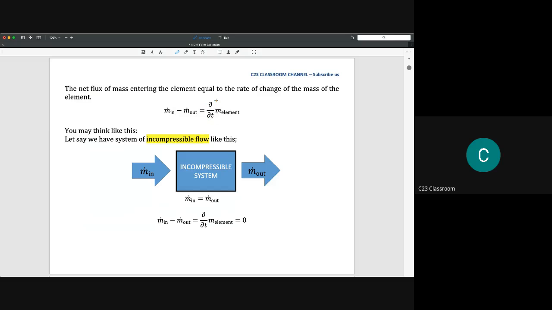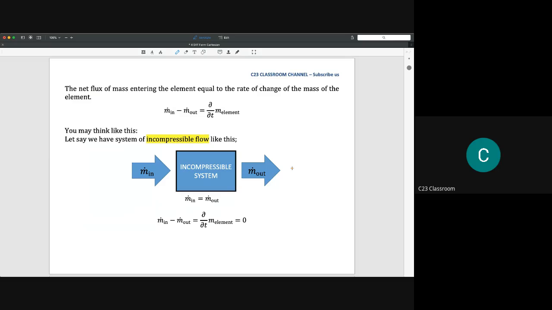So what does this element mean? For example, the basic idea is we could tone down the idea of dm over dt a little bit. Let's say we have something like this: a very closed compartment, one system here. We have a mass flow rate at the inlet and a mass flow rate at the outlet.